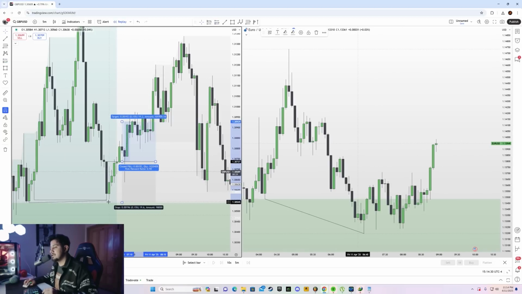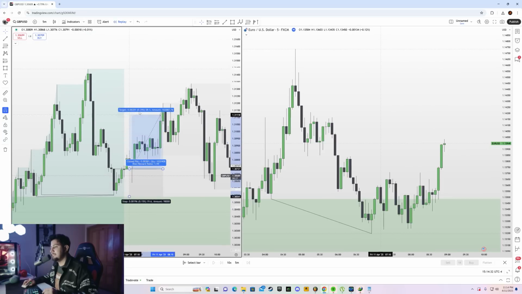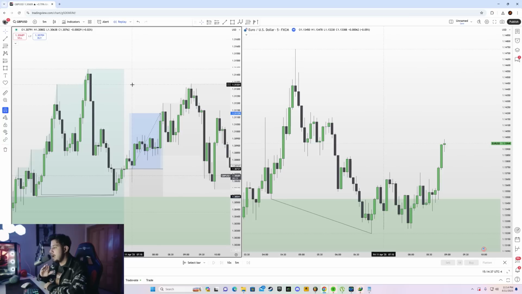Our stop went just below this low, and we simply targeted 1 to 2 risk to reward. We don't need anything else. I always target 1 to 2 risk to reward because it is the safest, and it keeps me profitable. So yeah, that was the trade breakdown.